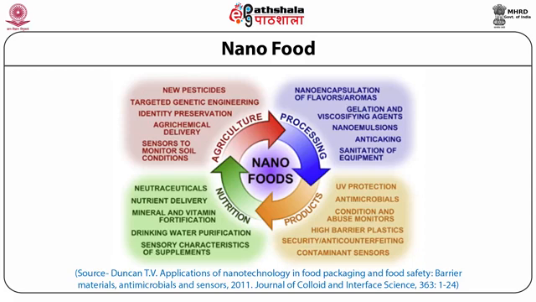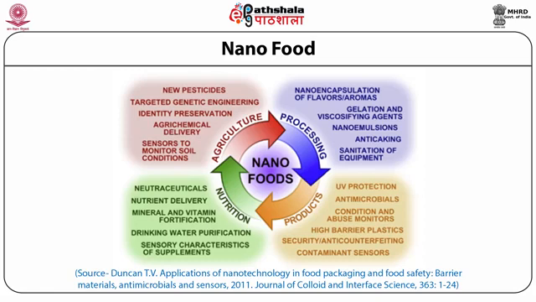However, nanotechnology is also used in sanitation of equipment, wherein we use silver nanoparticles, gelation, and as viscosifying agents too. Yet another aspect of nanotechnology in foods is the ability of these nanoformulations to do UV protection or to act as antimicrobials, condition and abuse monitors, to develop high barrier plastics, which we will cover in the course of this module, security in anti-counterfeiting, and contaminant sensors.